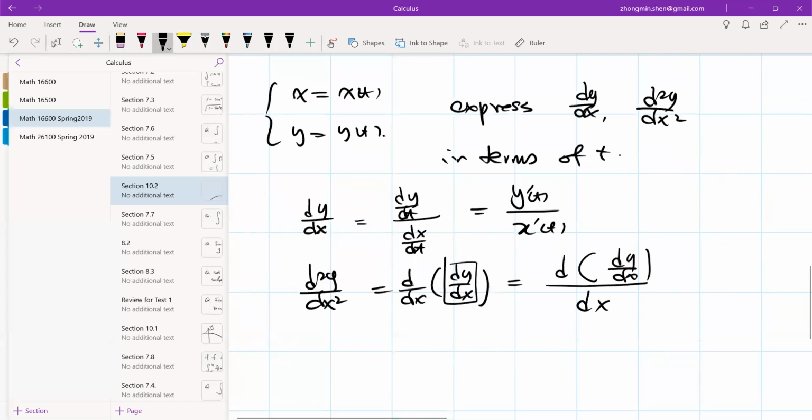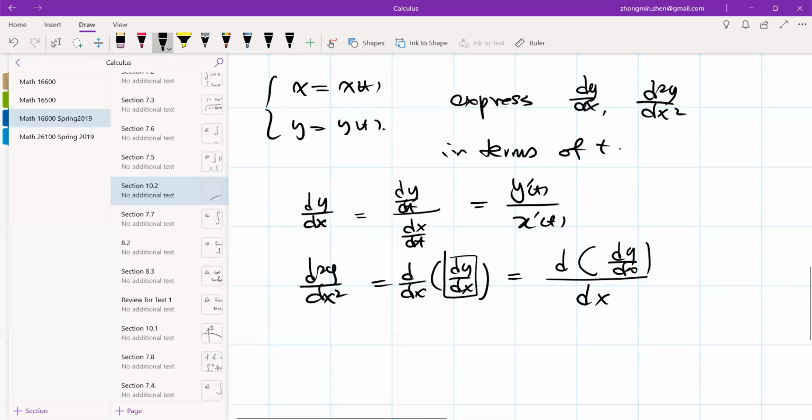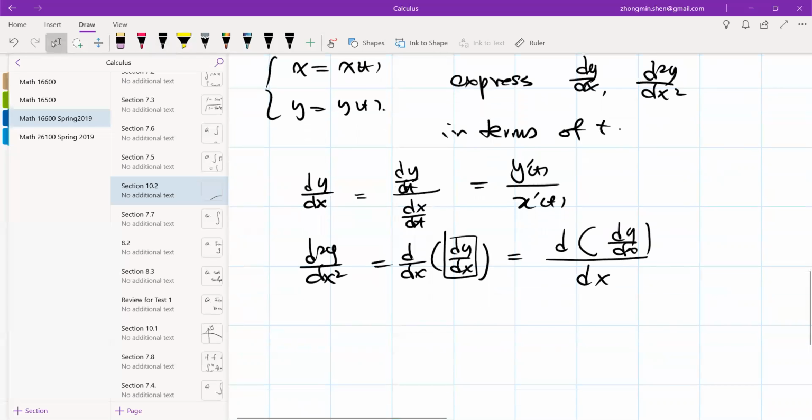Then the derivative is another variable, another quantity. Like in physics, the derivative is a velocity function, for example. Then you can divide both the numerator and denominator by dt. Then you get this.